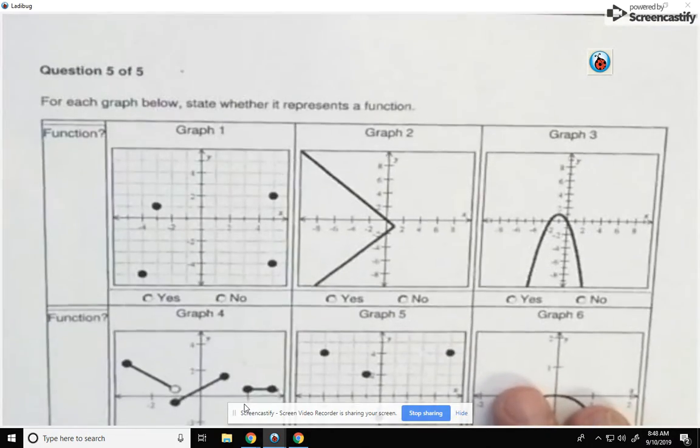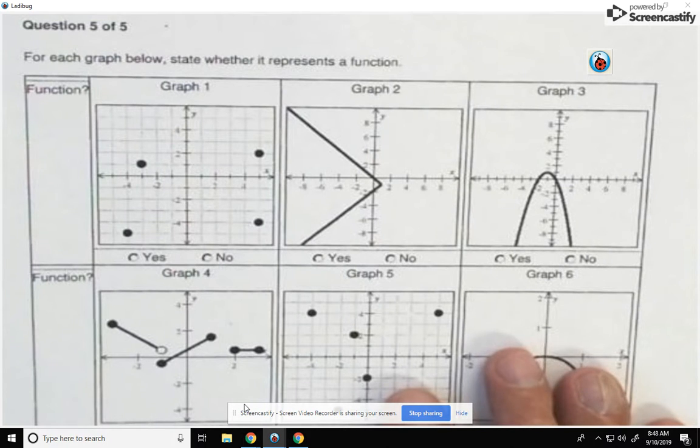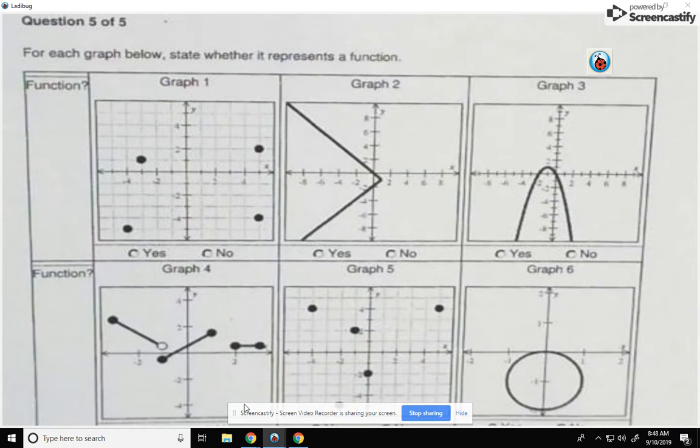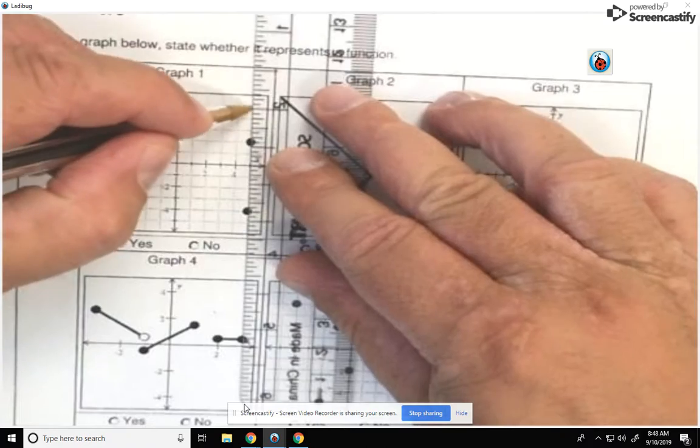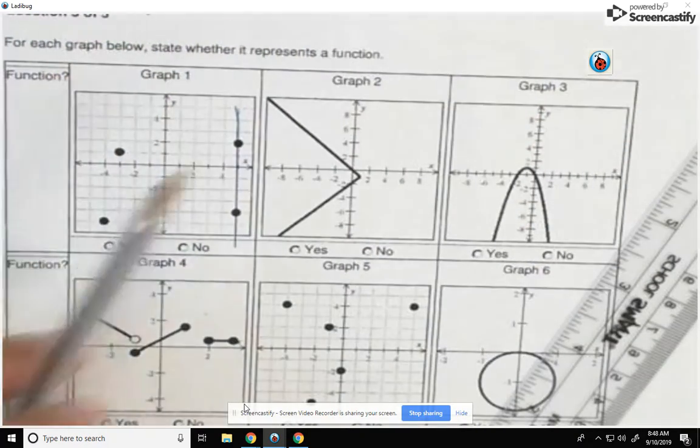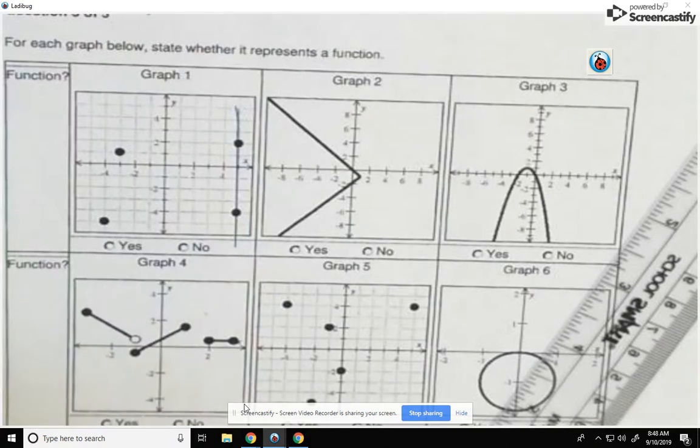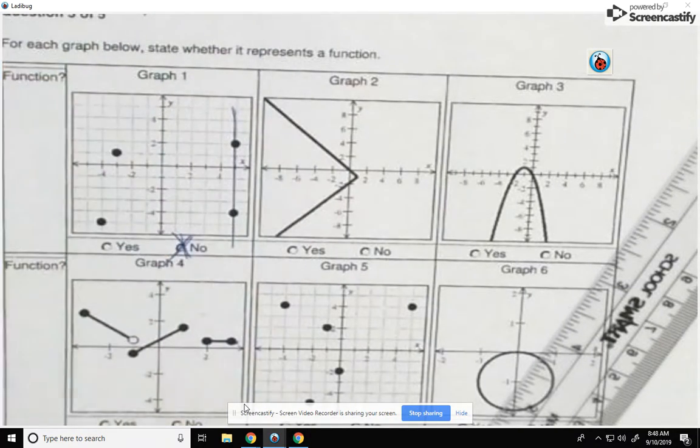Okay, finally, question 5 deals with telling if a graph is a function or not. For this, you're going to use the vertical line test. What the vertical line test states is that if you can draw a vertical line and hit the graph in more than one place, then it is not a function. Okay, so if we look at graph 1, notice that if I were to draw a line right here, I'm going to hit it 1, 2 spots. Therefore, this one is not a function.